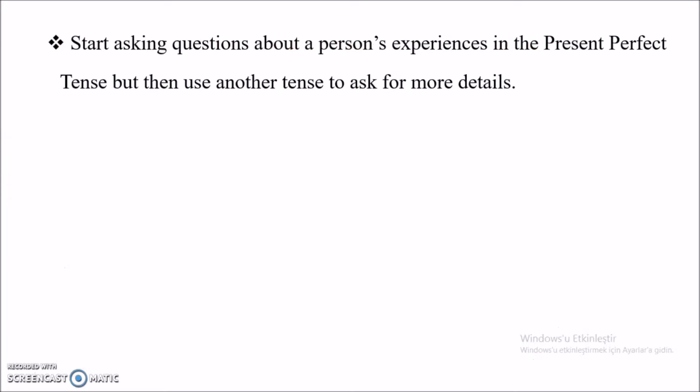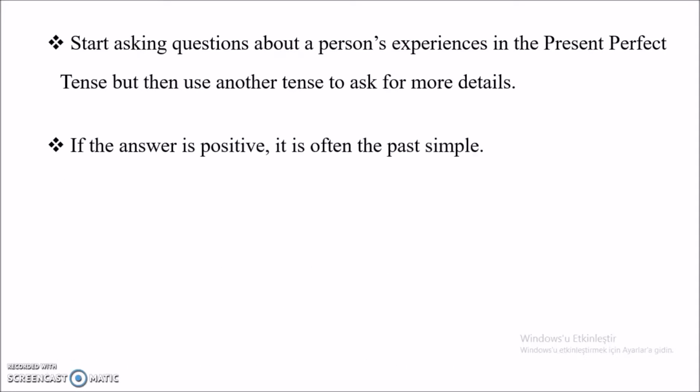There is another situation that we use present perfect tense. Let's say that you are starting a conversation with someone, okay? And you would start asking questions about a person's experiences in the present perfect tense. But then, according to the flow of your conversation, you can use another tense to ask for more details, okay? But mostly, if the first answer is positive, the conversation continues with past simple tense. So I will talk about 2 alternatives how you can go on the conversation.